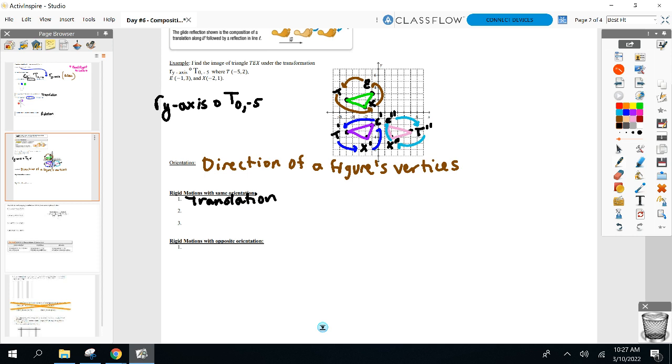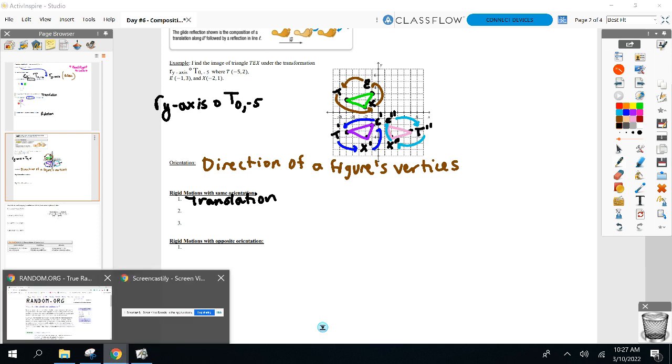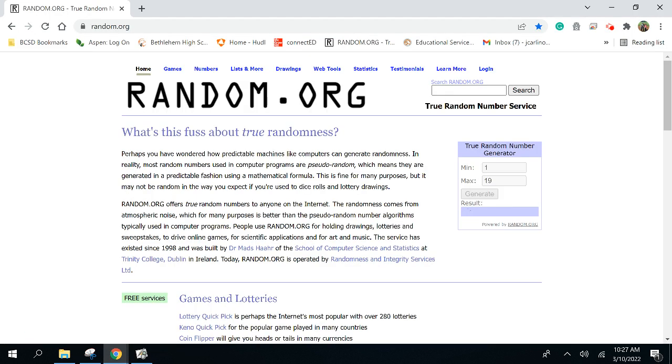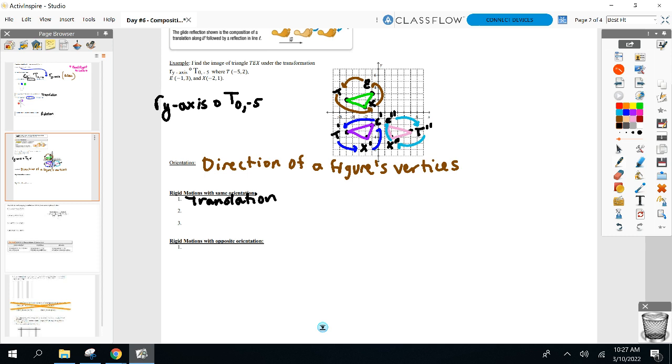All good? What do we think? Did it change or not? Same or opposite? Does not change. Good job. It stays the same. So we're going to put it right here with same orientation. Good work. A rotation does not change the order of the vertices.